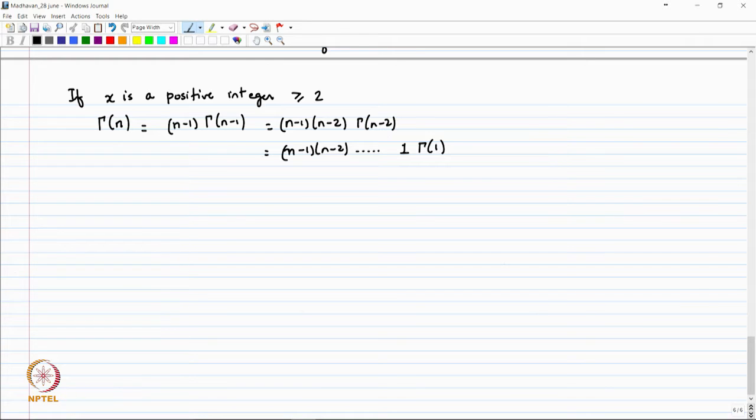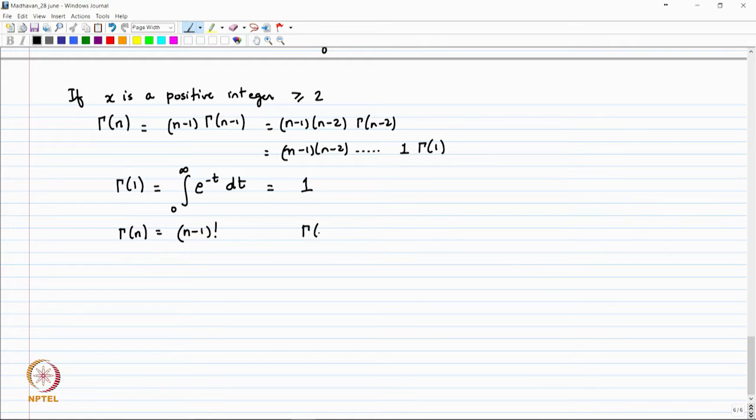Now, we need to calculate gamma of 1. Gamma of 1 is the integral of e to the minus t dt from 0 to infinity, and this is equal to 1. You can easily show that. So, basically what you will get is gamma of n is equal to n minus 1 factorial. This is how you can show that the gamma function is related to the factorial function. For integer values it takes the value of the factorial function: gamma of n is n minus 1 factorial.